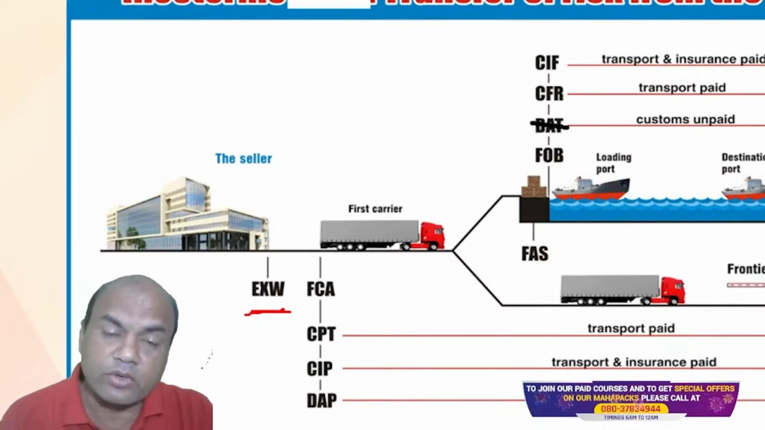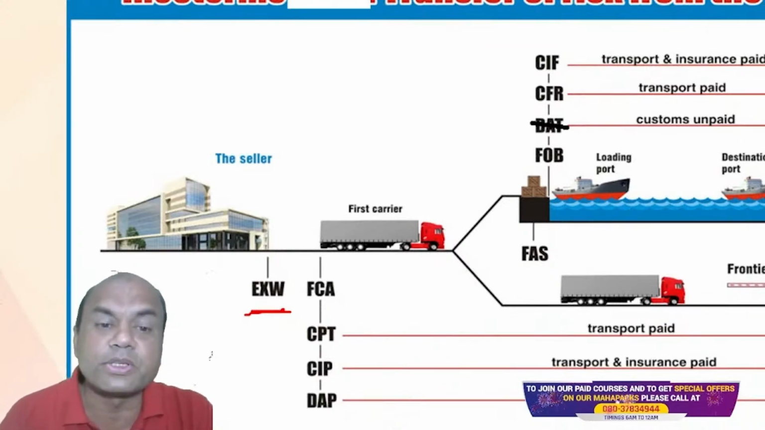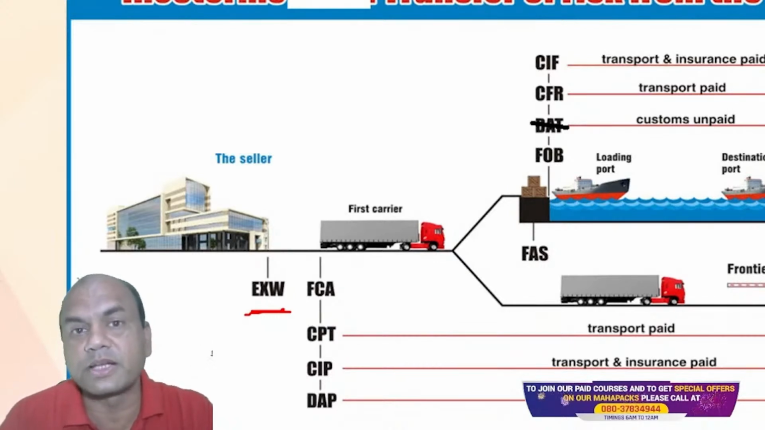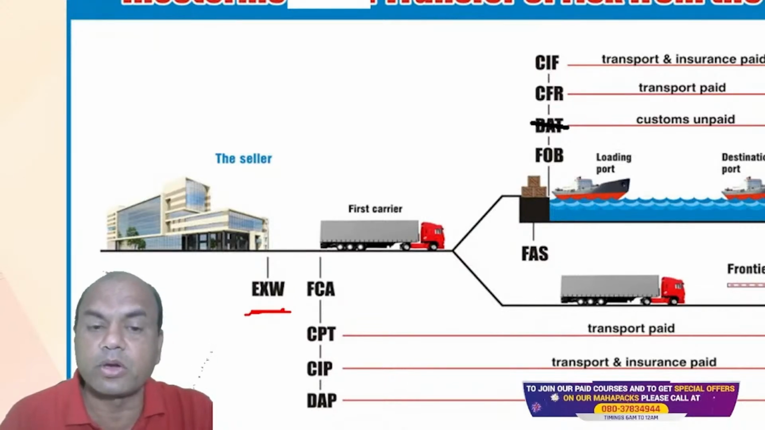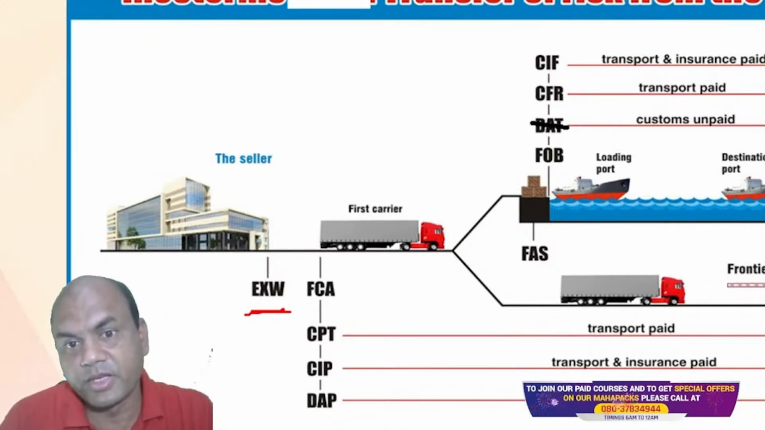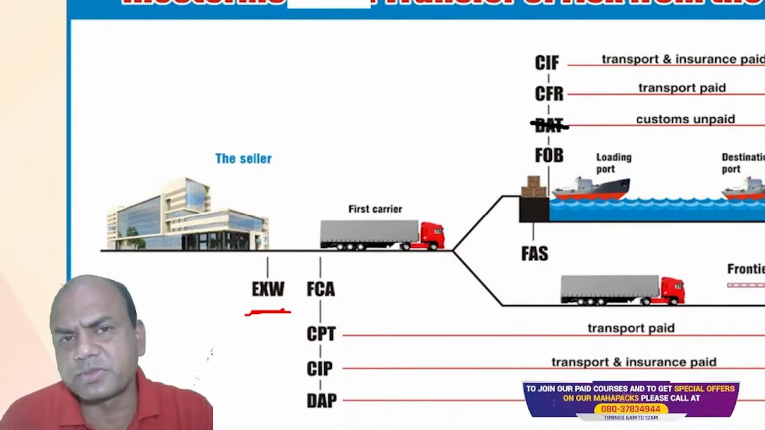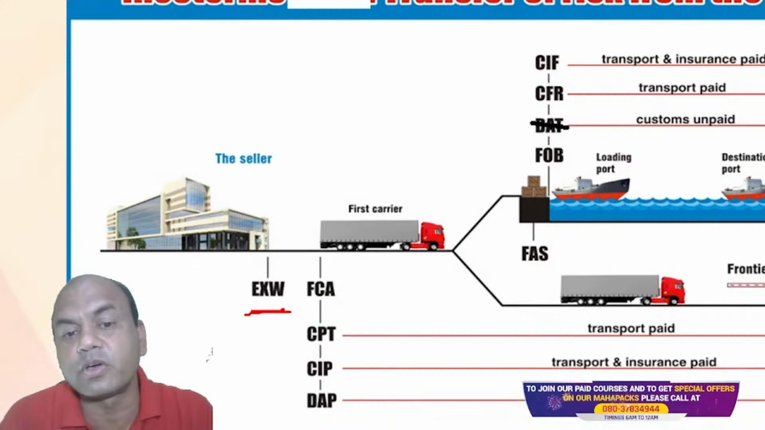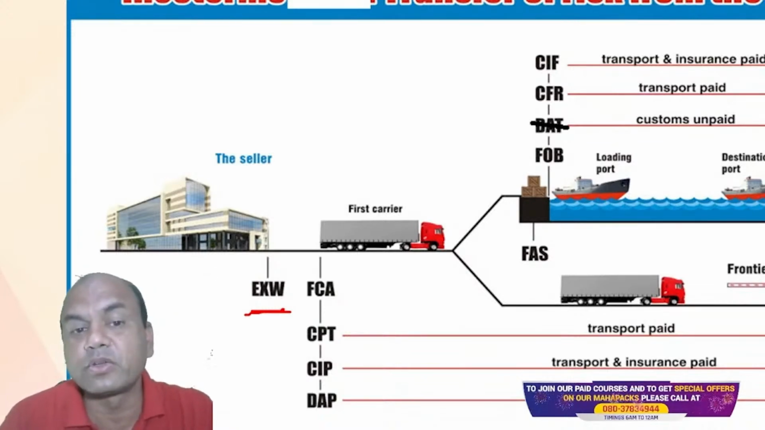This is the best Incoterm for any seller, always. Why? Because here the responsibility of the seller is only up to the gate of his factory. That's it. From here, everything is on the buyer. Tomorrow, while taking the goods, if there is an accident or some robbery, then the seller is not responsible. The seller says, okay, I have given the goods as per my terms and conditions. Now it's your responsibility. So this is known as Ex Works, the best Incoterm for the seller.